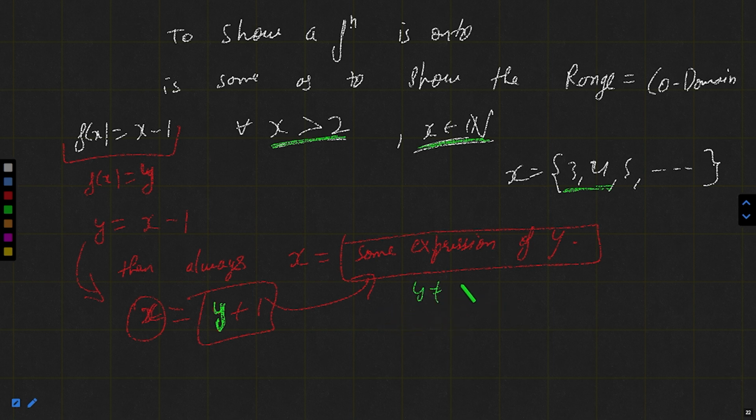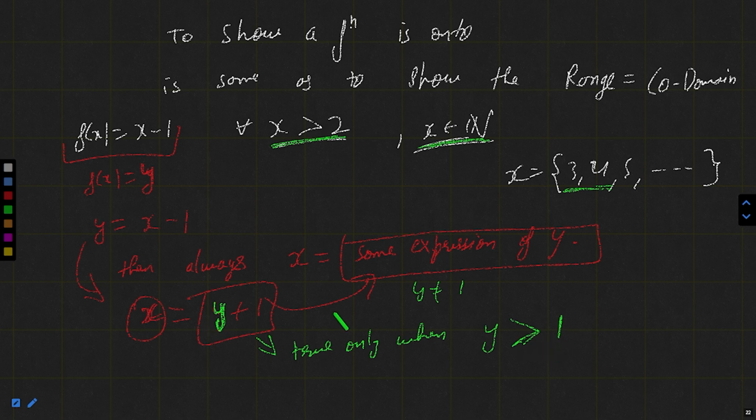So y cannot be 1. If y is 2, then 2 plus 1 is 3. Yes. If y is 3, then it will be 4. Yes. Now you can put any y. So this is true only when y is greater than 1, because you can put 2, 3, 4, any natural number but not 1.